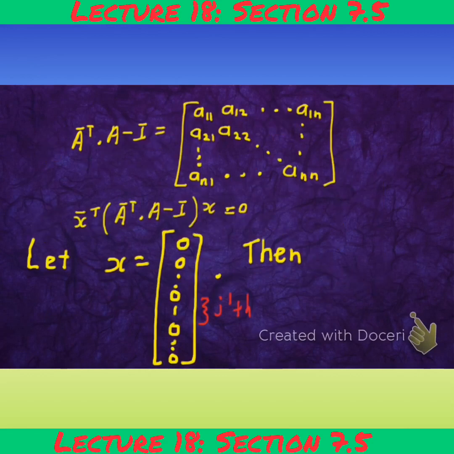Let's pick x to be the vector that's got zeros everywhere except in the jth position, in other words the jth row, and let's say the jth row is 1. I'm first going to show that all the entries on the diagonal are 0, and then I'm going to show that all the entries in every column are 0. That's what I'm going to do.